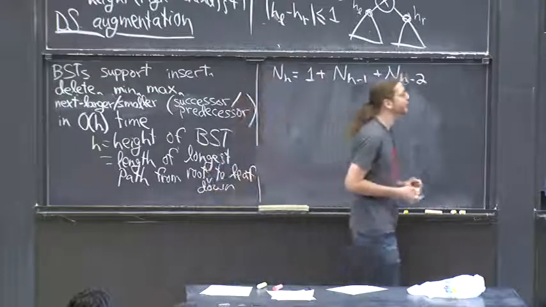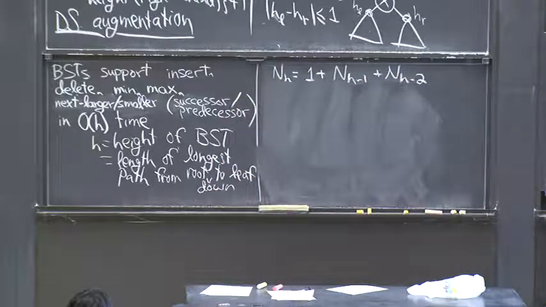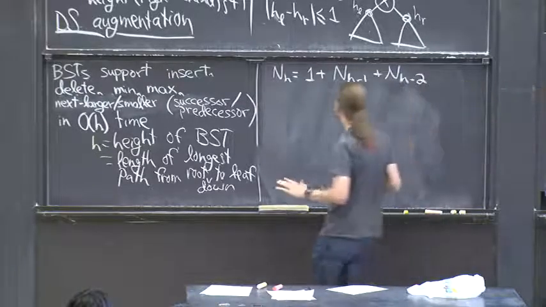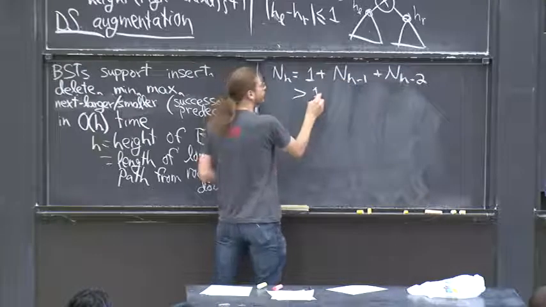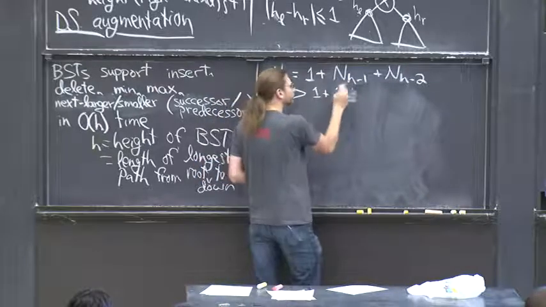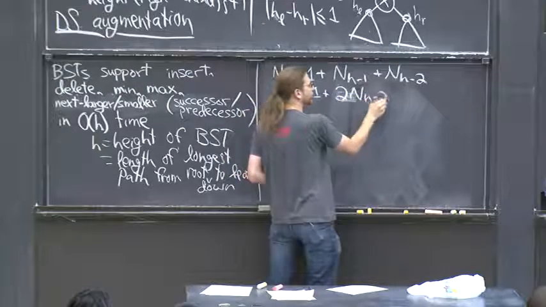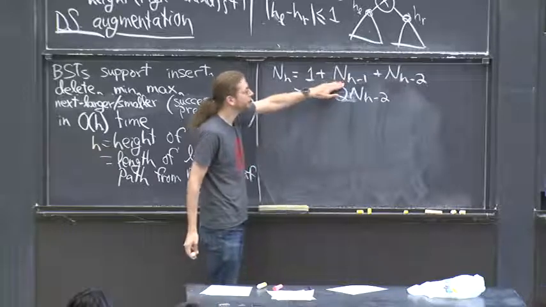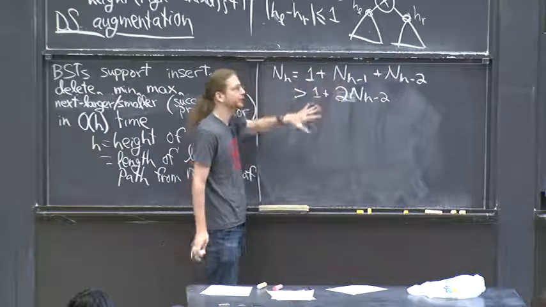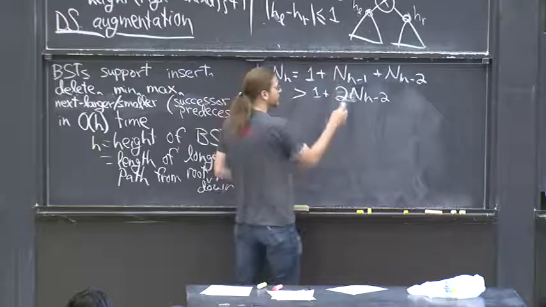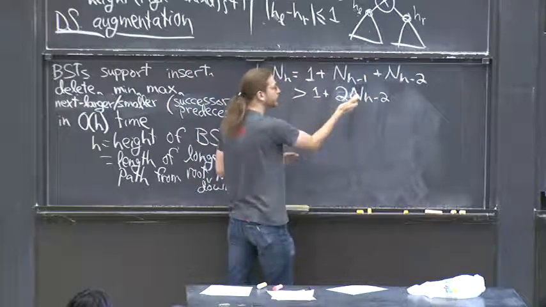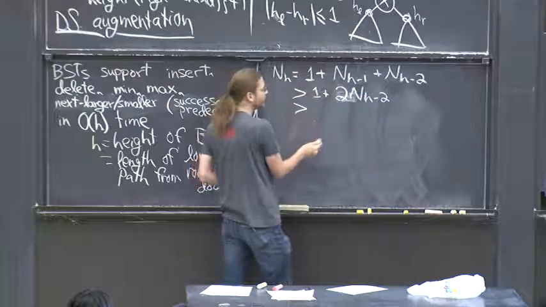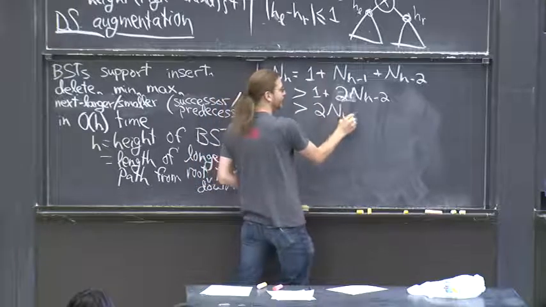Minus 2 is the right way to go, because I want to know n sub h is greater than something in order to get a less than down here. By the way, I use that log is monotonic here. But it is, so we're good. So this is going to be greater than 1 plus 2 times n sub h minus 2. Because if I have a larger height, I'm going to have more nodes. That's an easy proof by induction. So I can combine these into one term. It's simpler. I can get rid of this 1 because that only makes things bigger. So I just have this.